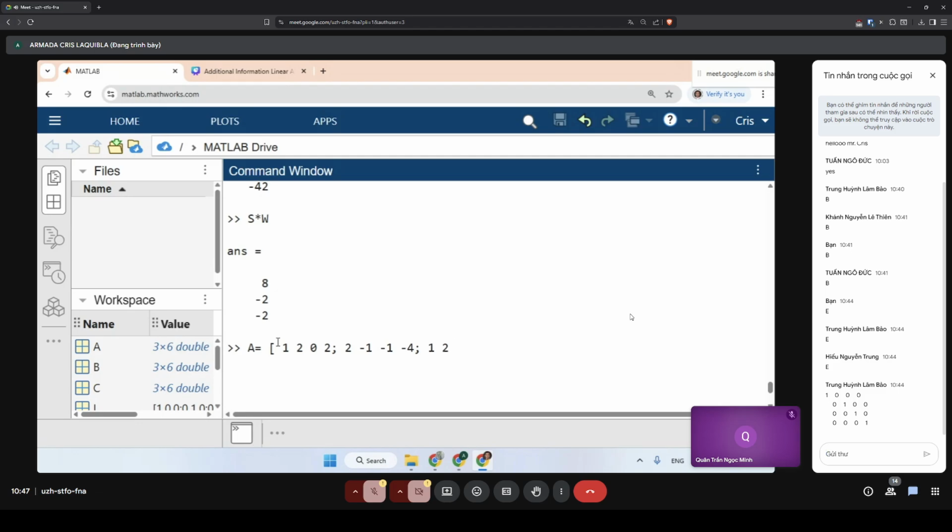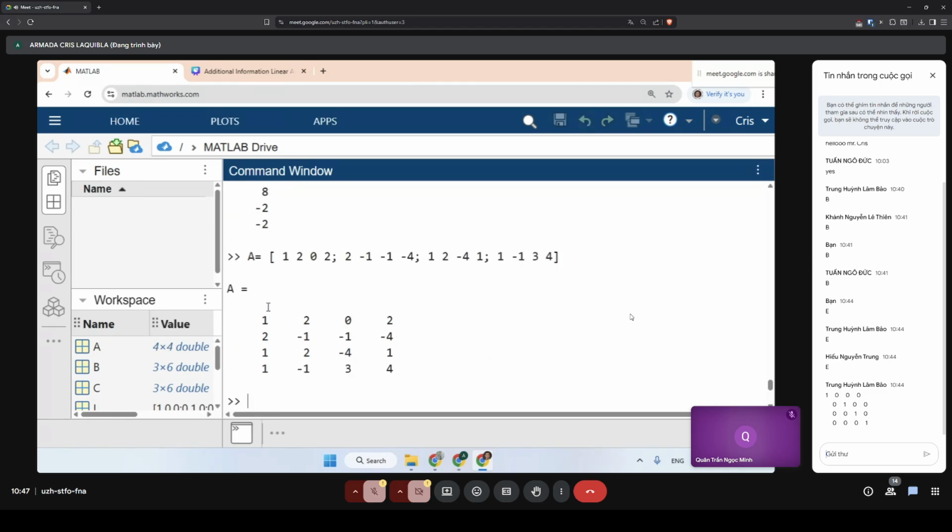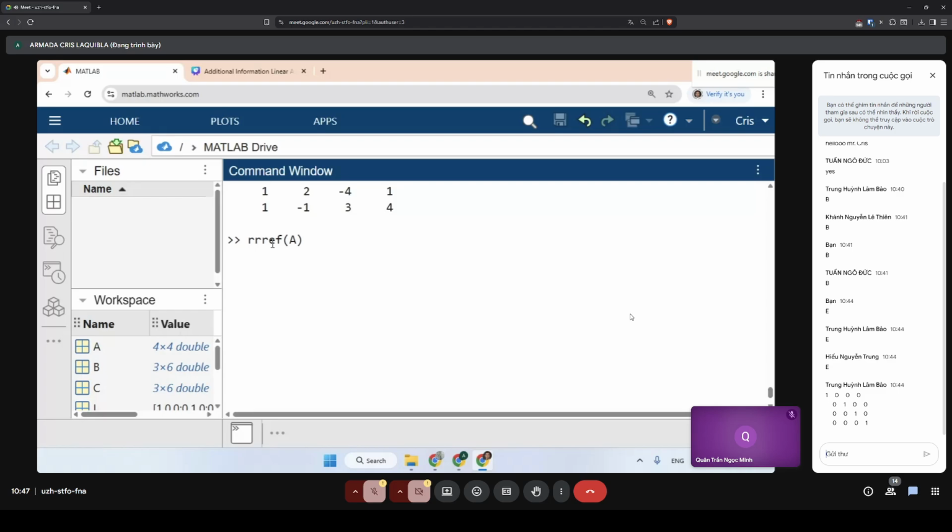Please type your answers there, class. 1, negative 4, 1. And last, we have 1, negative 1, 3, 4. And that's it. After that, just get the RREF of your A. Yeah, RREF only of A.